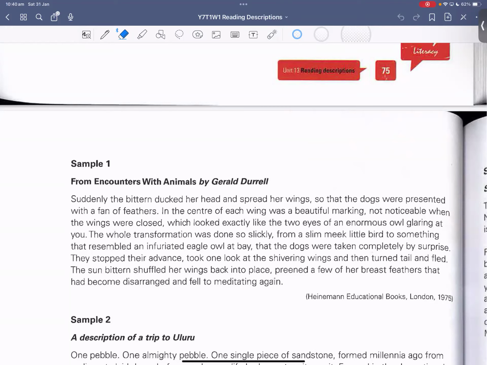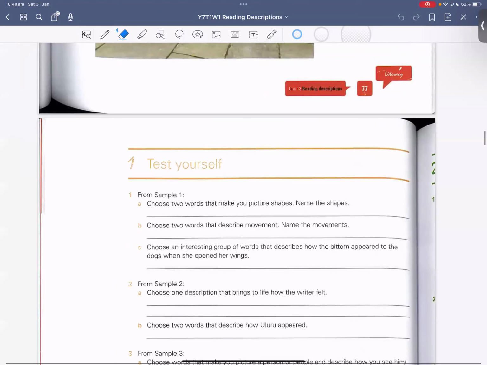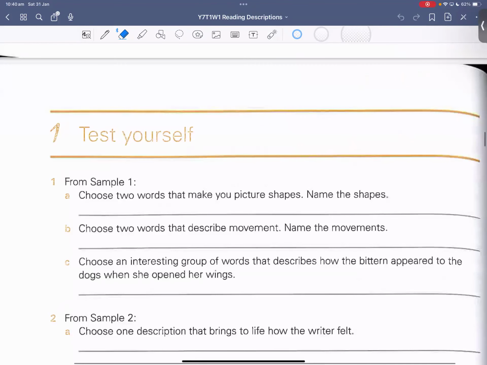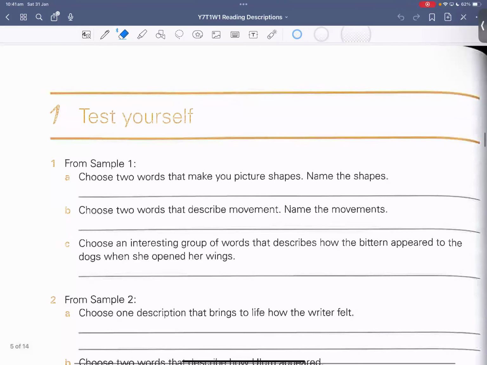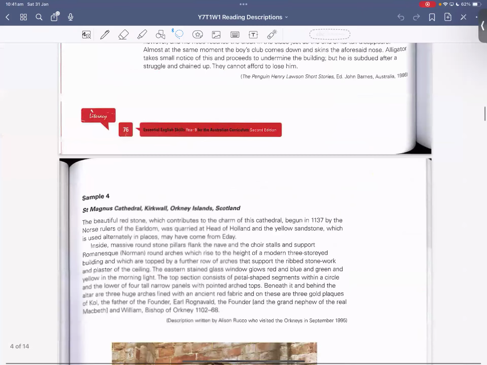Thank you. So that was our first sample. You can see there's a lot of description in that one. Let's start answering some questions. I know you don't have your booklets yet. Do you? No, they will come. Okay, so they're saying from the first sample, choose 2 words that make you picture shapes. Name the shapes. So let's see from this first sample.